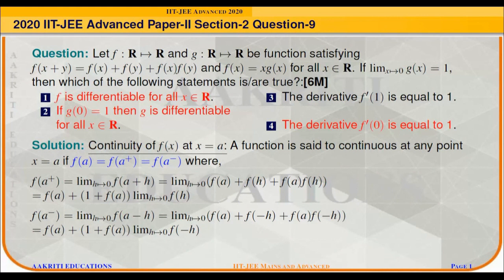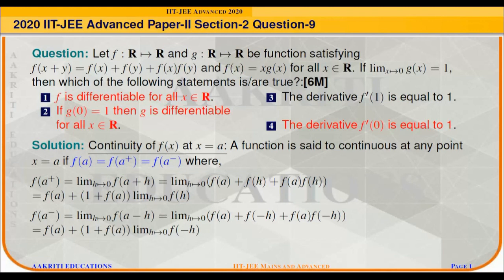In this video, we will discuss question number 9 of section 2 asked in Advanced Paper 2 2020. Question says, let f: R → R and g: R → R be functions satisfying f(x+y) = f(x) + f(y) + f(x)f(y), and f(x) = x g(x) for all x belongs to R. If limit x goes to 0 of g(x) is equal to 1, then we need to find which of the following statements are true.